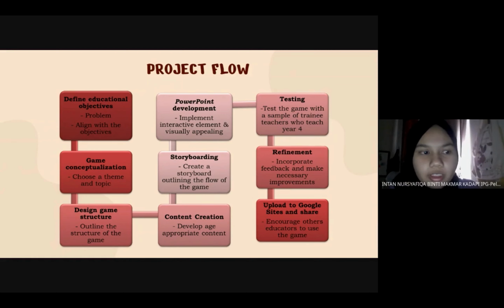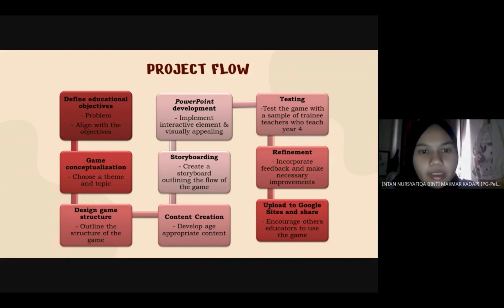Before we upload and commercialize the game, we conduct thorough testing. This involves identifying and fixing any technical issues, and we also gather valuable feedback by testing the game with trainee teachers who teach Year 4 pupils.